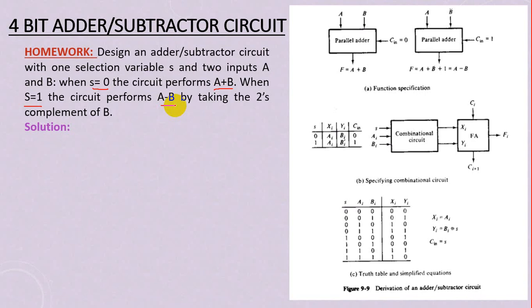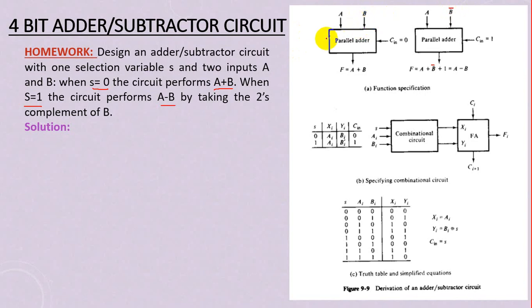So look at over here. A plus B when carry in equal to 0, and S equal to 0, it will perform A plus B. And when S equal to 1, it will perform A minus B by taking 2's complement. This is A plus B bar. So in this case, we need to design a circuit like before in terms of Y that will modify this B depending on the selection pin.